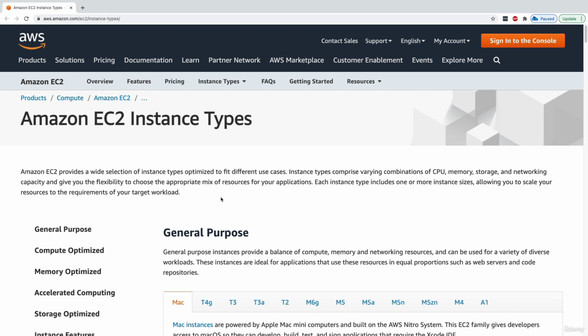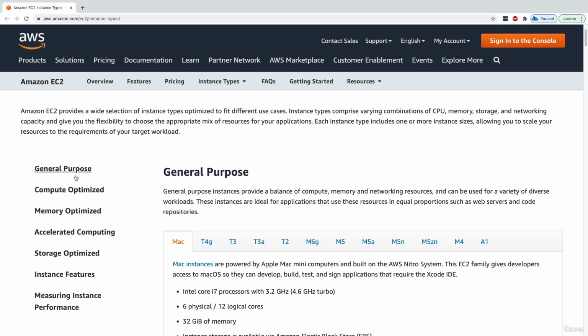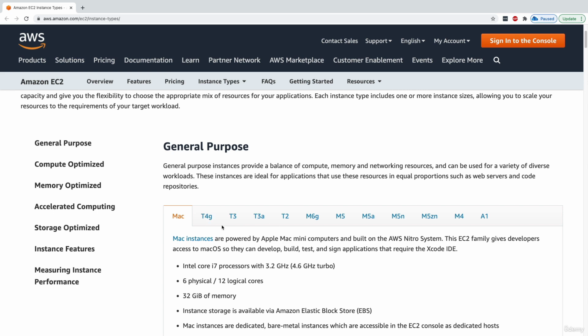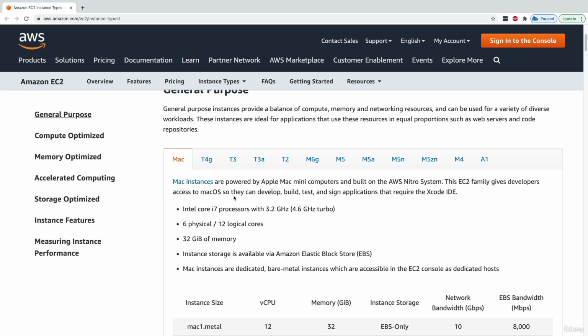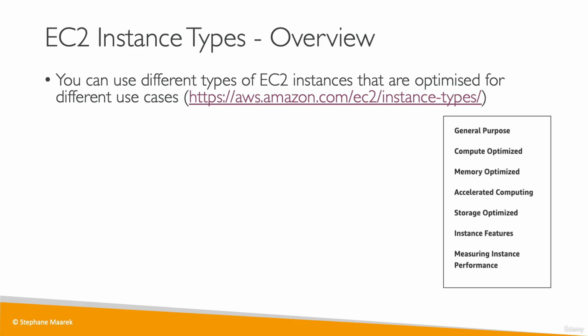As we can see, we have different types of instances. We have general purpose, compute optimized, memory optimized, and so on. For each type of instance, we have different families. This website is going to be the reference for us to look at EC2 instance types and know their cost and their specificity. What I'm going to do, though, is just walk you through a high-level overview of how they work in AWS.